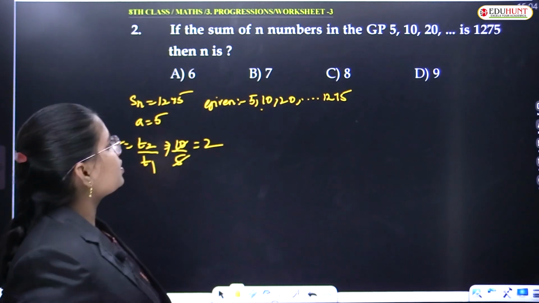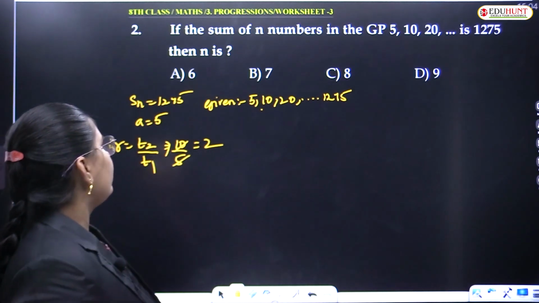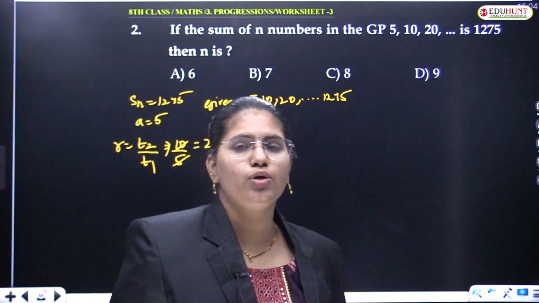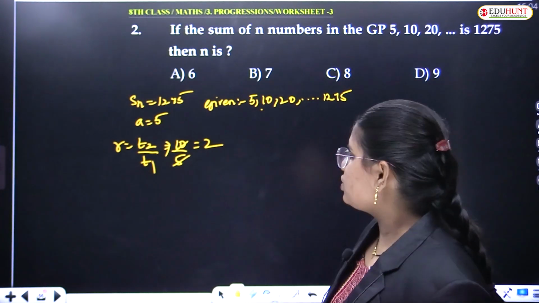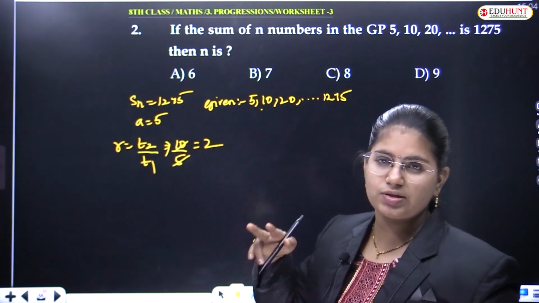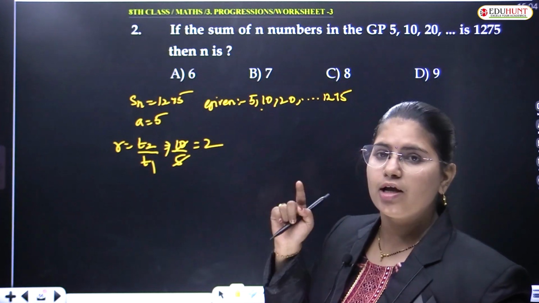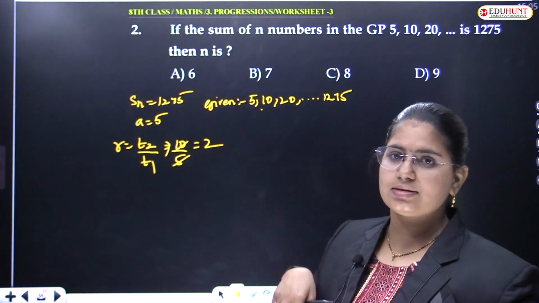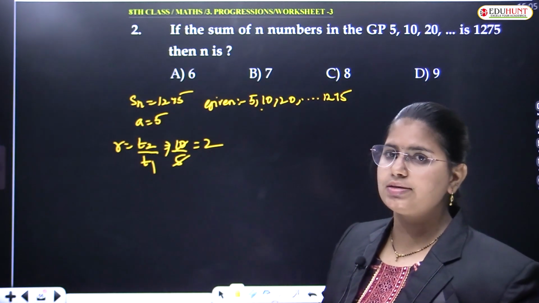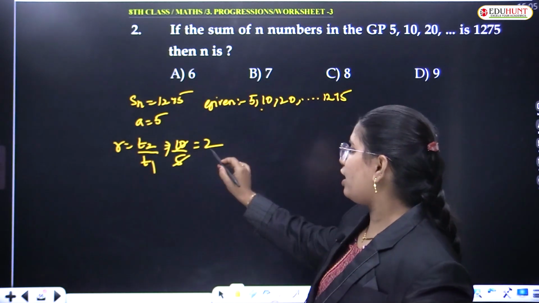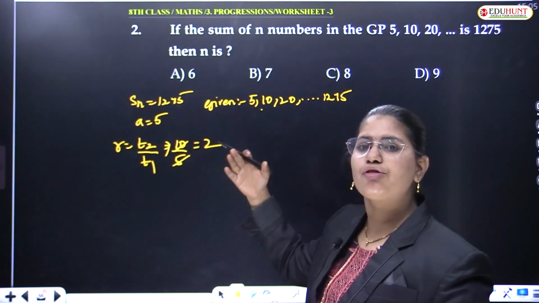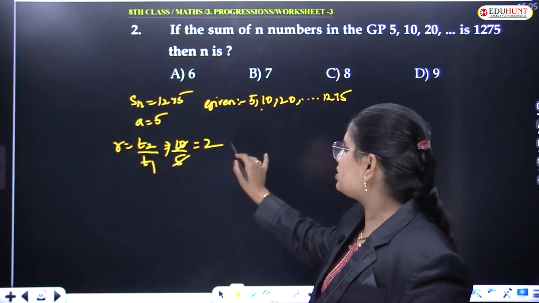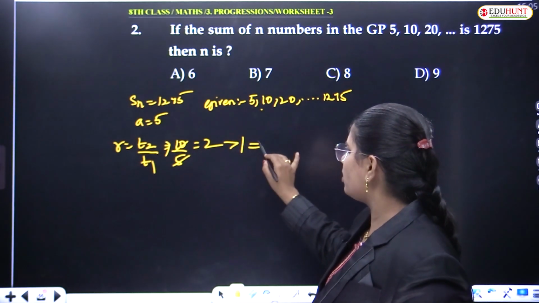We have Sn is equal to 1275. And then N is what? You need to find the number of terms in this particular question. So I told you two formulas for sum of n terms in a GP. The first case is if R is greater than 1, and the second case is if R is less than 1. R here I got is equal to 2. 2 means greater than 1, correct. So what is the formula I have to take?